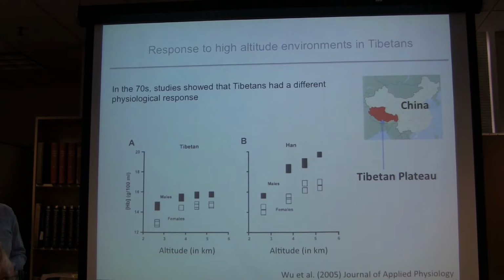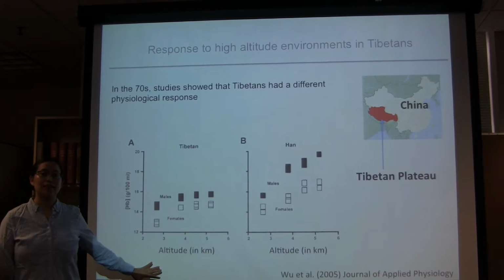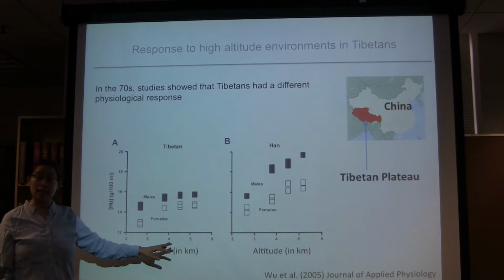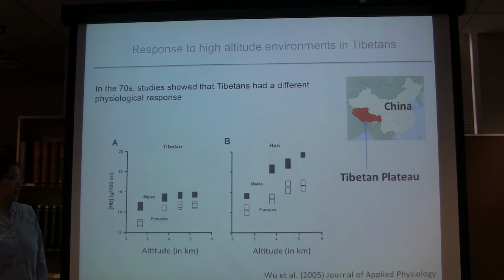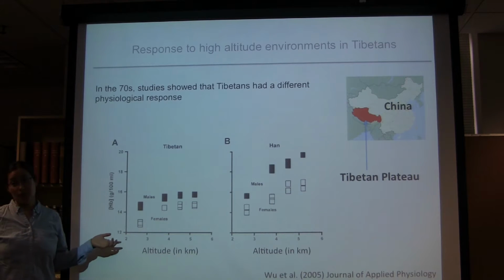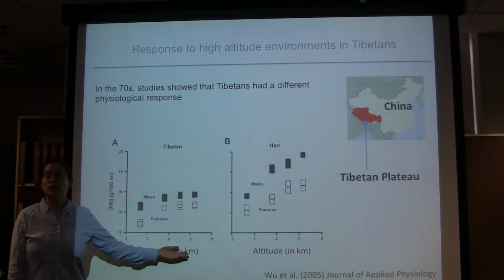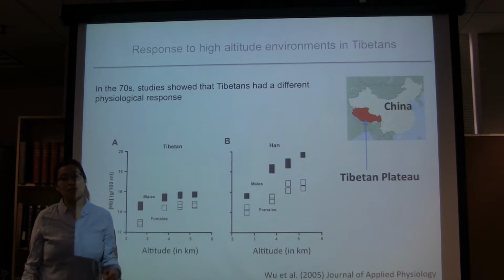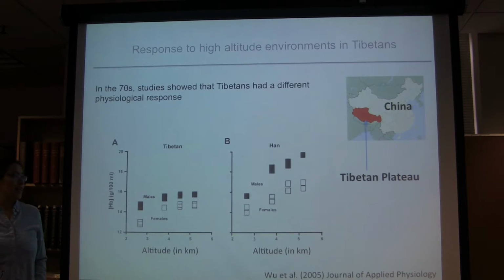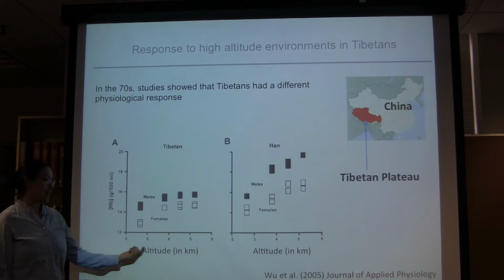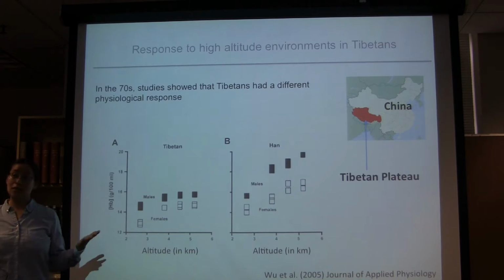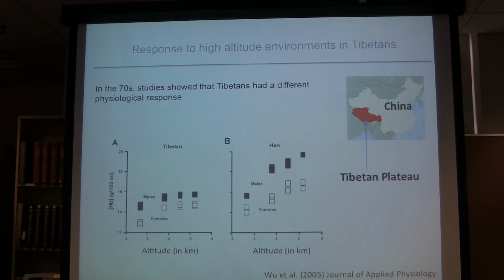And so one of the studies looked at Tibetan populations here on the left and Han populations on the right. And the Tibetans are high altitude natives, and the Han are low altitude natives. And what they measured was hemoglobin concentration here on the y-axis and altitude on the x-axis. And what they found was that if you look at the Han, as altitude increases, so does hemoglobin concentration. And when you look at the Tibetans, as altitude increases, hemoglobin increases a little bit, but not nearly as much as in the Han. And so you can see here that the response is actually quite different between these two low and high altitude populations.